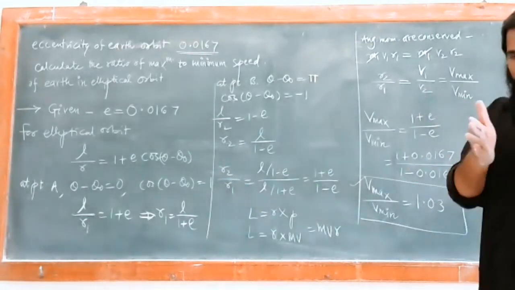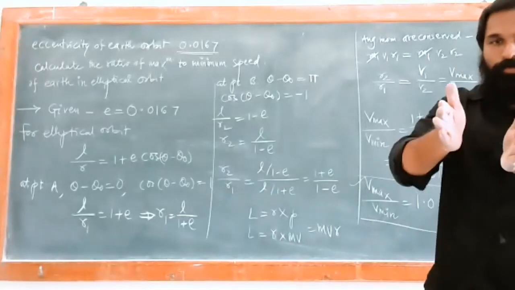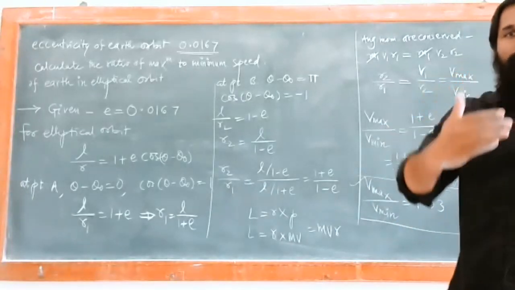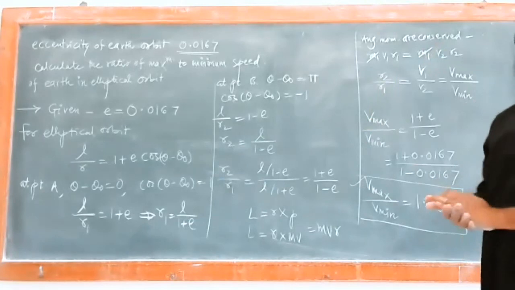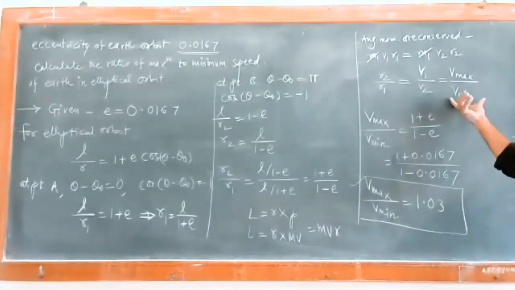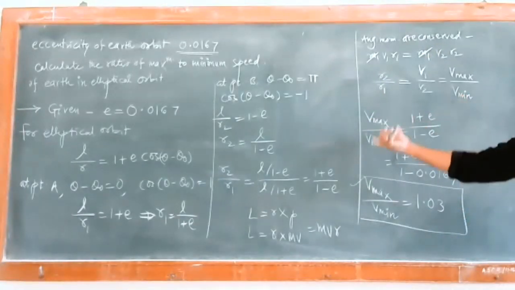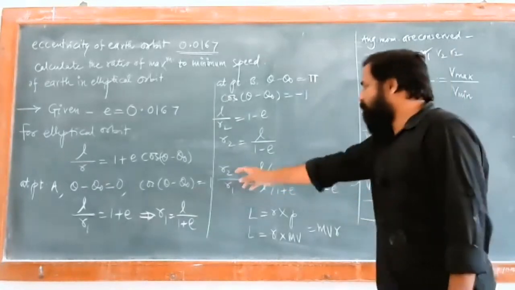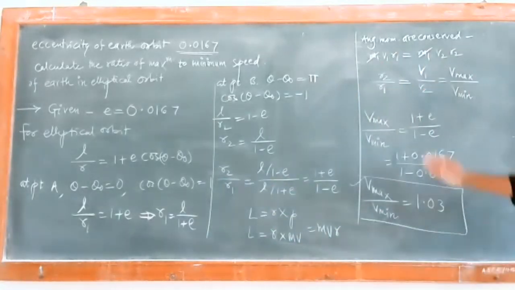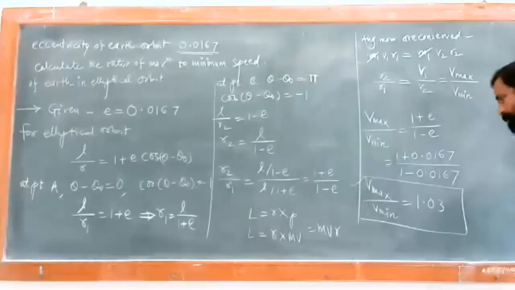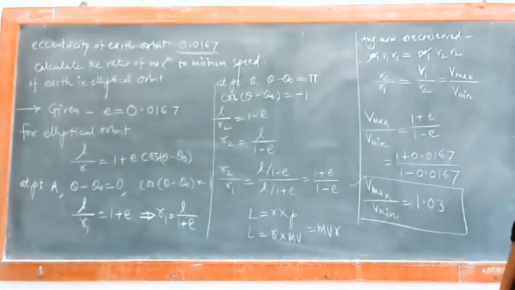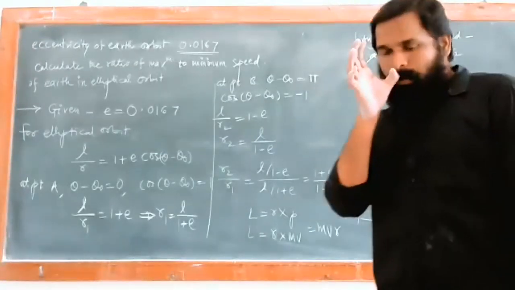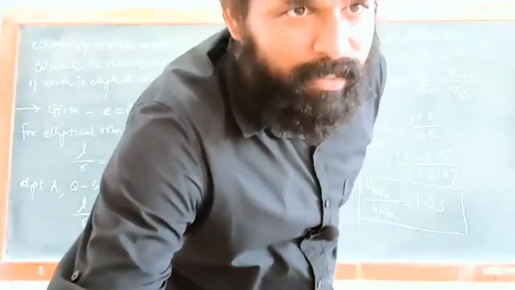When it is close to the sun, its speed is increasing, okay, and when it is moving further than that, the speed is minimum. So v max to v minimum depends upon these values of r2 and r1, and so you can have that v max to v minimum is equal to 1.03. So that's all for today's conditions. One last point.